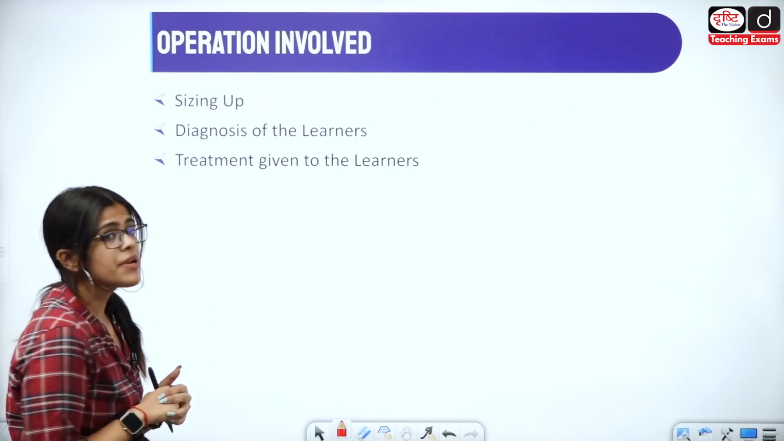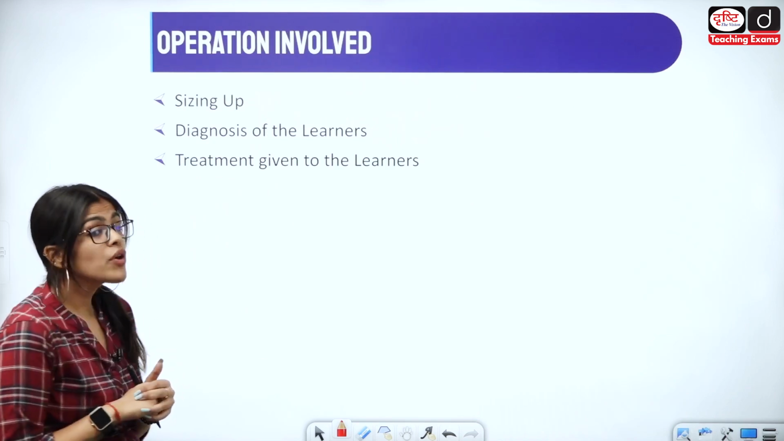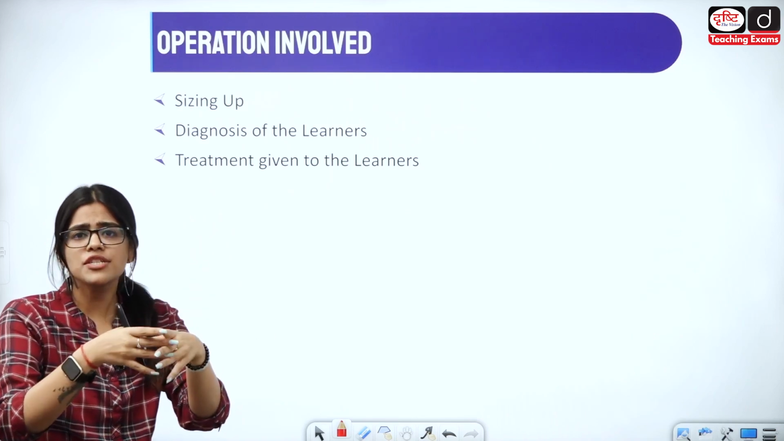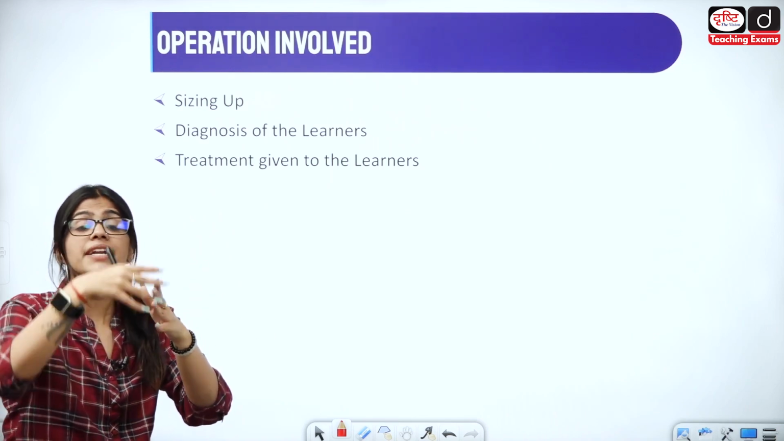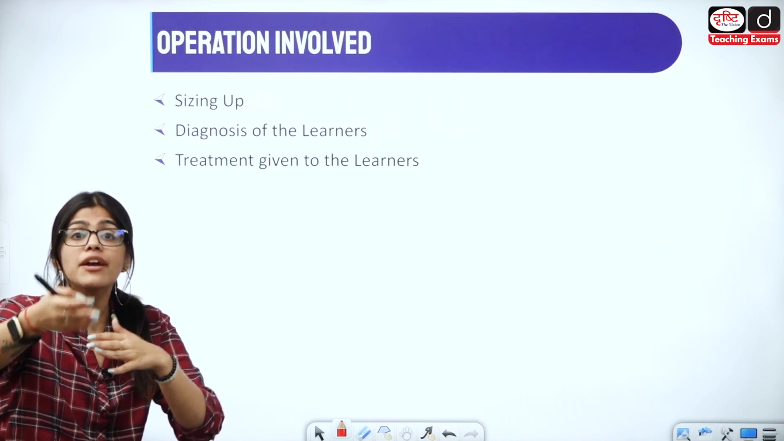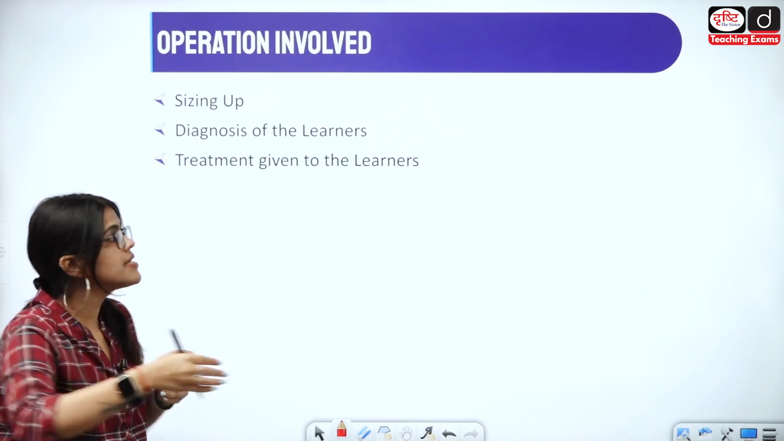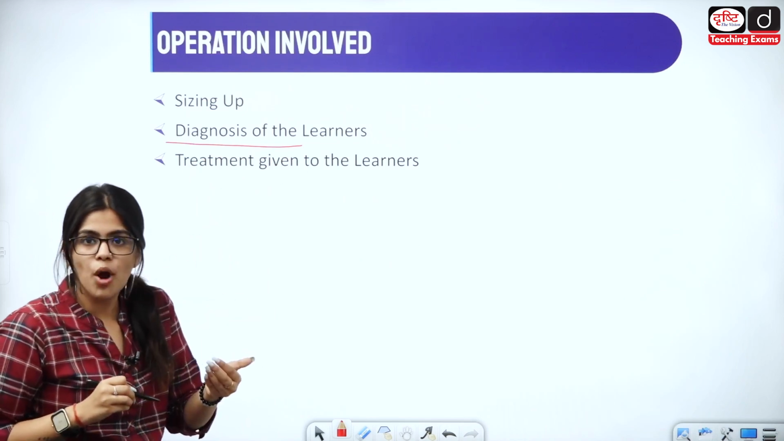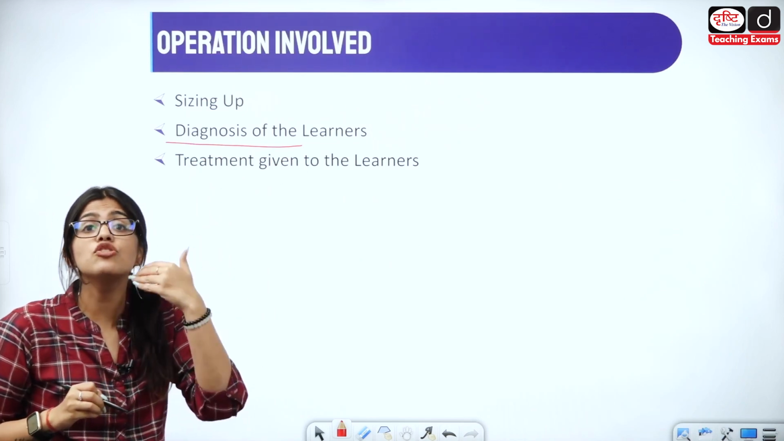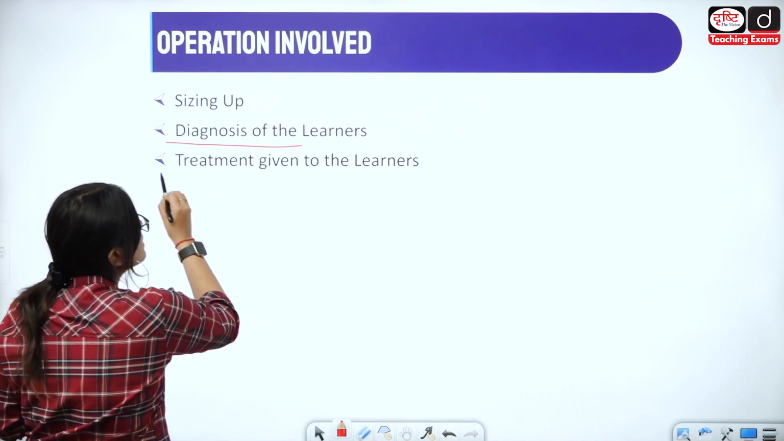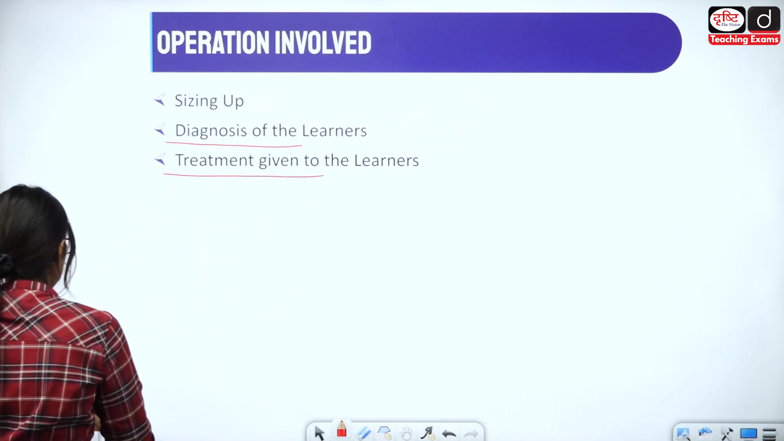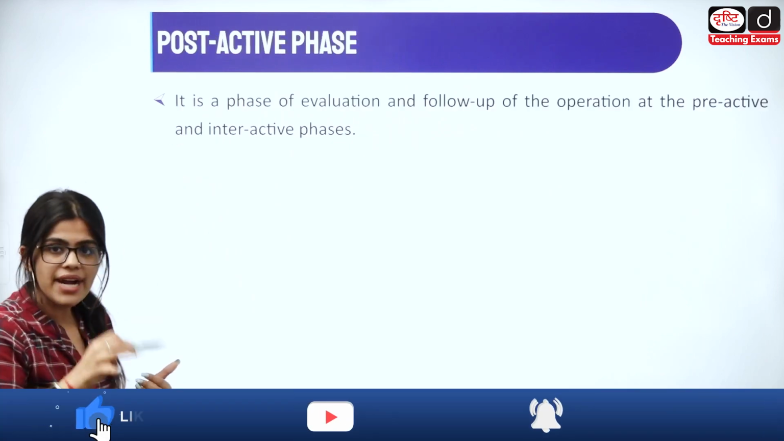Then what are the operations? She'll size up, she'll look at the size of the class, she'll combine the students together and can teach one topic. She can divide the students to teach a topic. Different methods can be used in the class. She can diagnose the learners properly. She will look at the verbal and the non-verbal aspects also. Then the treatment of the given learners is also done in this phase called the active phase.